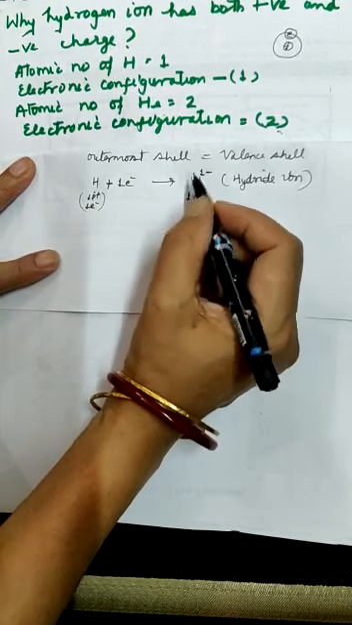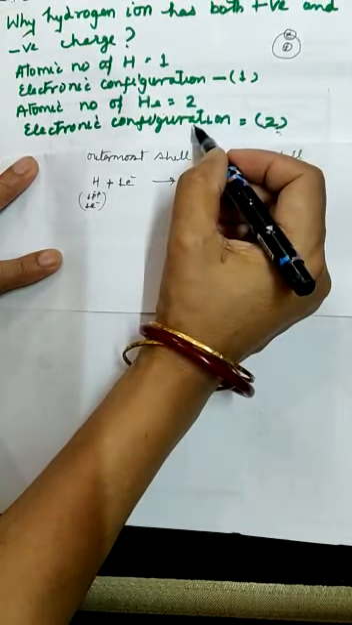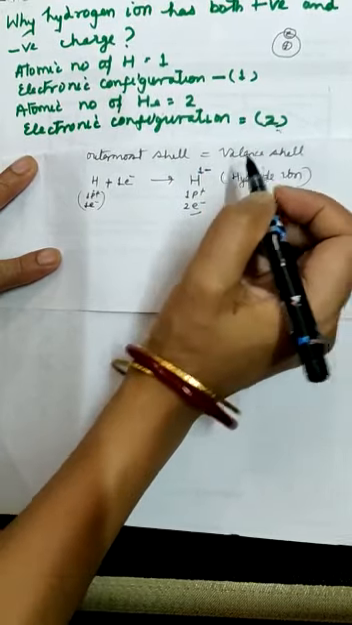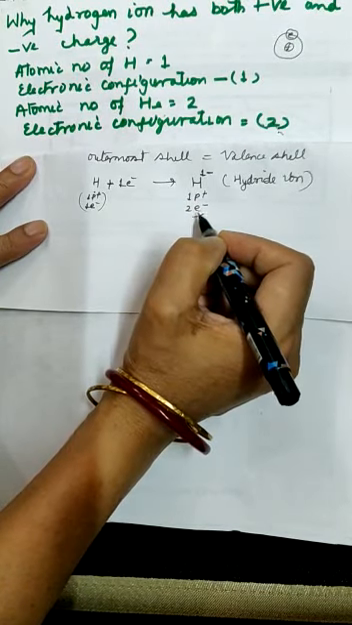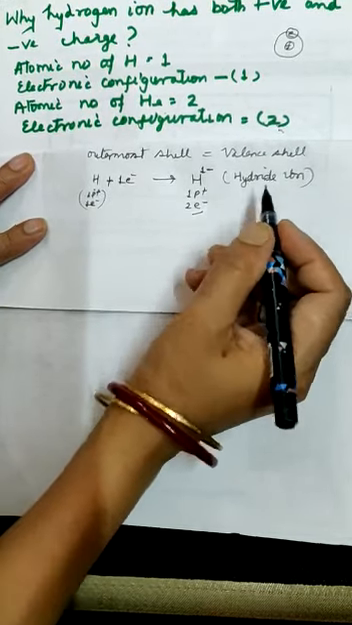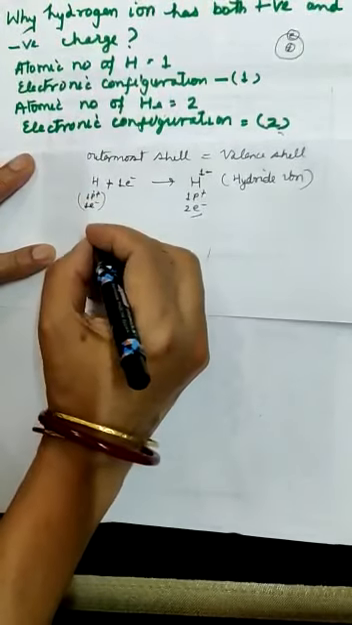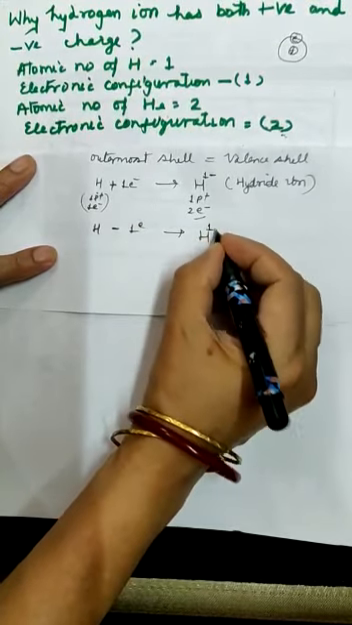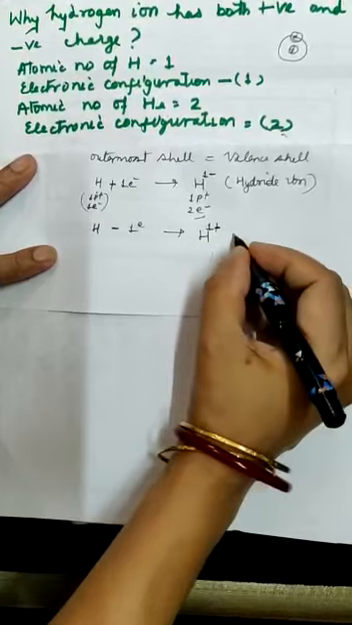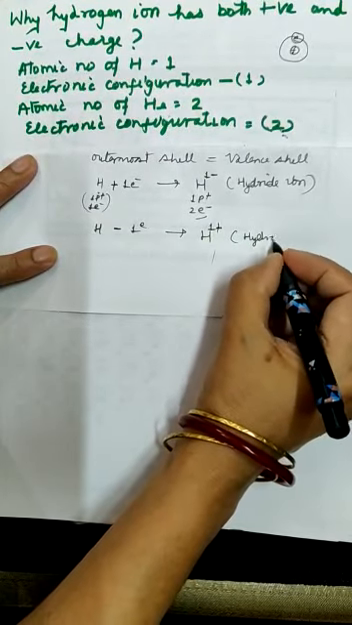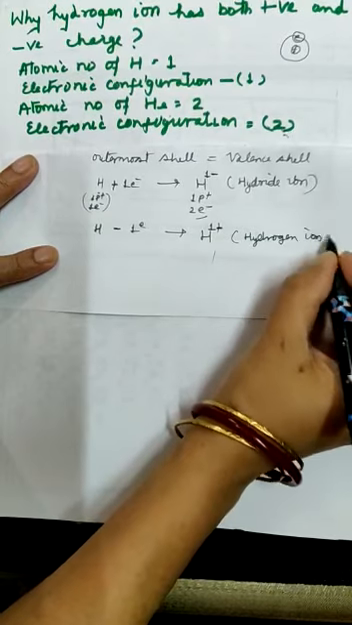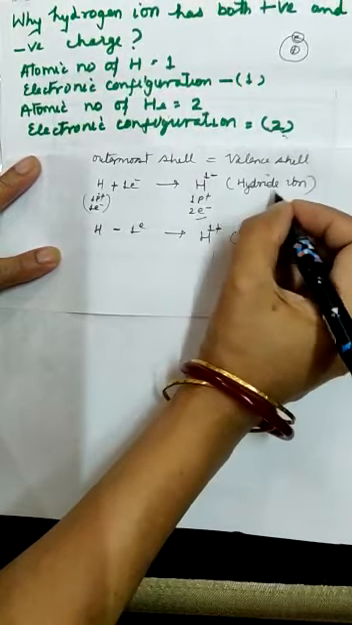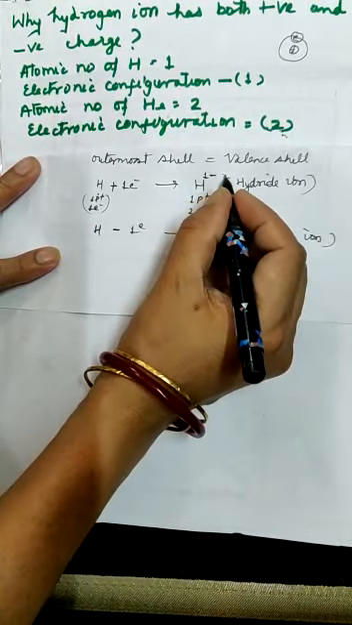It gets an electron from some element in order to become stable like helium, that is having 2 electrons in its first shell, because the first shell can have a maximum of 2 electrons. Now it can donate 1 electron as well. When it donates 1 electron, then it becomes hydrogen with 1 unit positive charge. This positive hydrogen ion is named hydrogen ion only. So when we say hydrogen ion, it means H1 plus. When we say hydride ion, it means H1 minus.